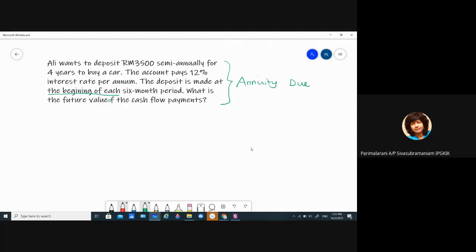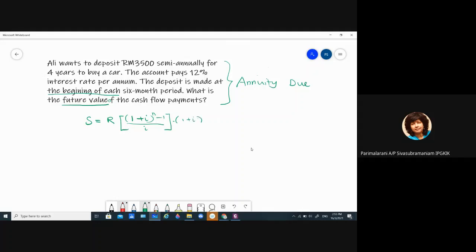Because both formulas are different, okay? So you want to find the future value of cash flow payments, okay? So you need to use the formula for annuity due future value. So the formula is S equals R, okay, into 1 plus i to the power of n minus 1 over i times by 1 plus i.